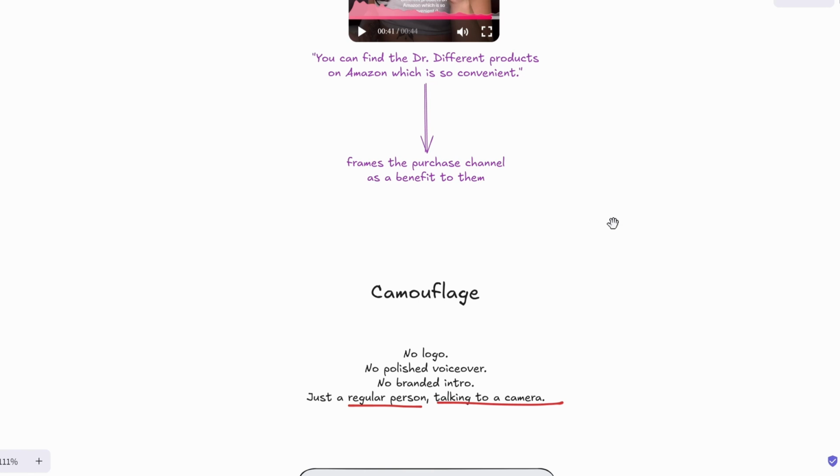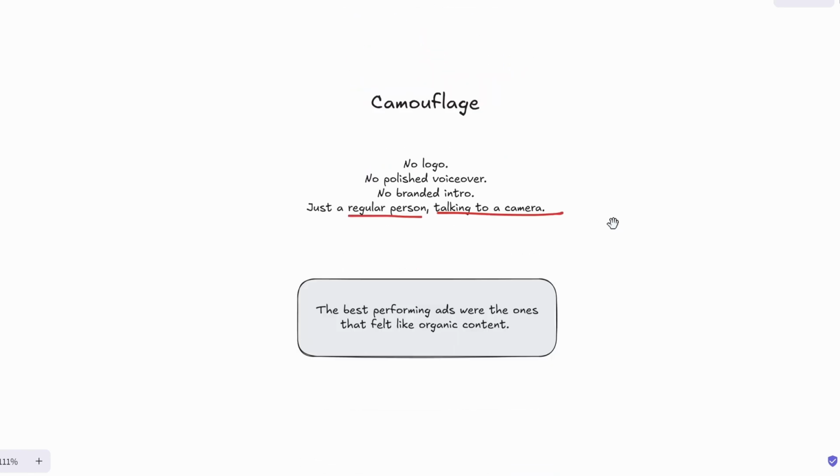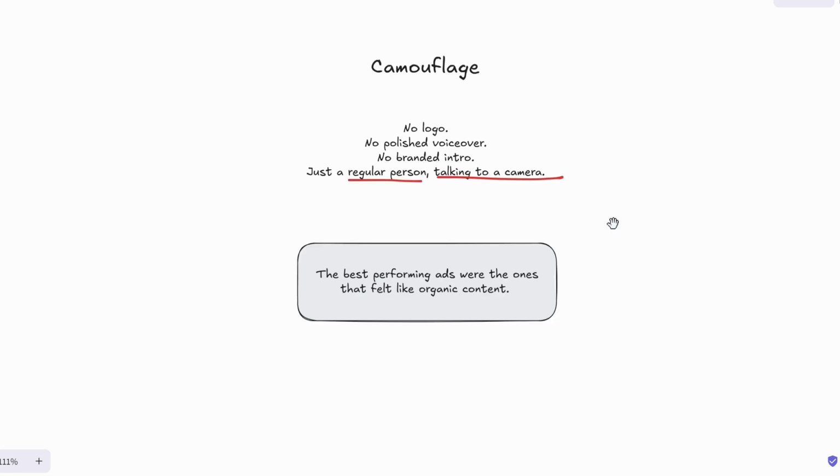Now before I wrap up, there's one thing that sits above everything I went through, and it's the most important observation across 30 days of ads. Every single high converting ad I found looked nothing like a traditional ad. Not one of them opened with a logo, not one of them had a polished voiceover or a branded intro. Every single one was a regular person talking to a camera, sharing something they genuinely cared about.